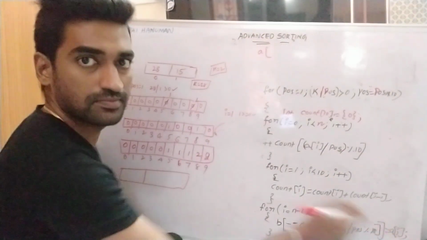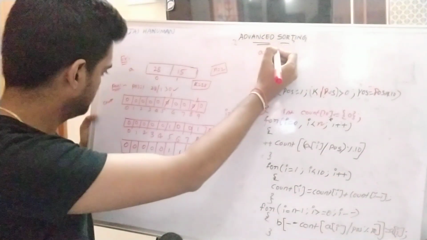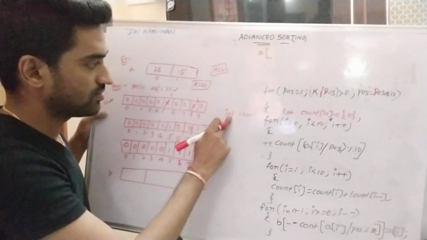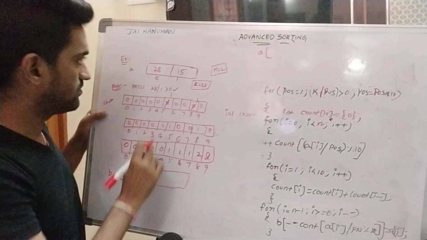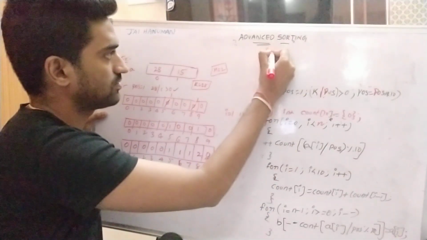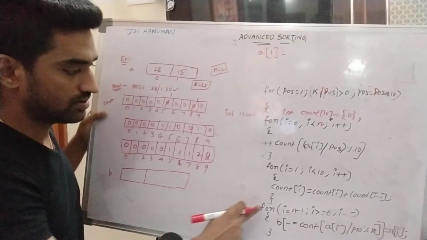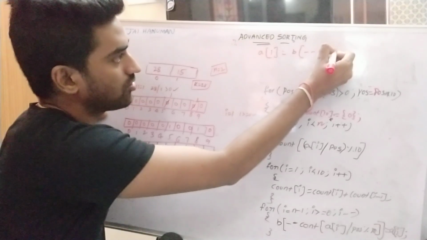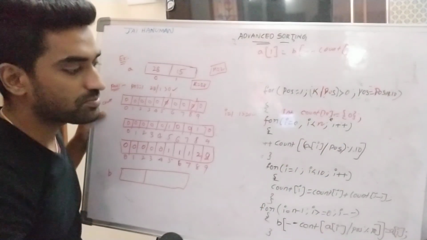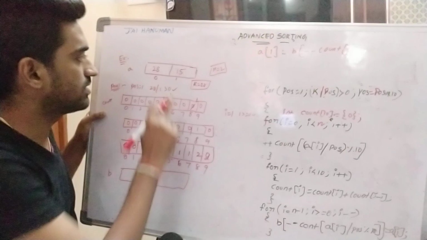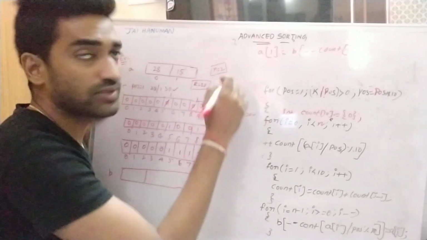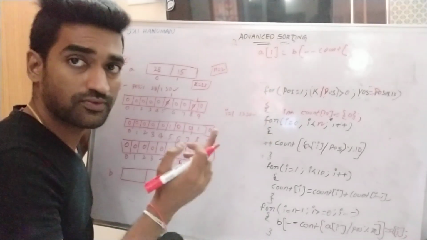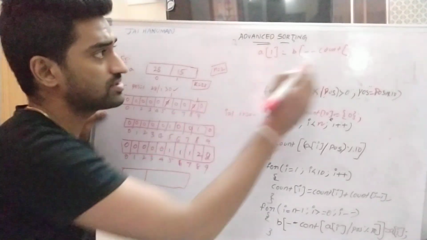So A of I, the I value is 1. A of 1 is 15. So A of 1 is equal to B of minus minus count of A of I by position. So A of 1, 15 by position, 15 by 1 is 15. Modulo division of 10: 15 modulo 10 returns 5.